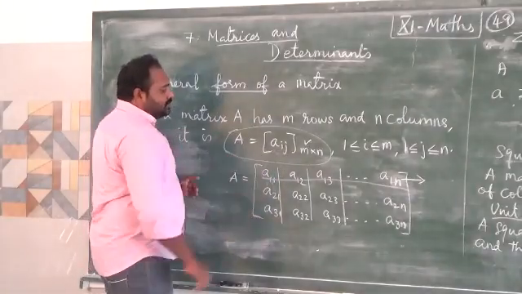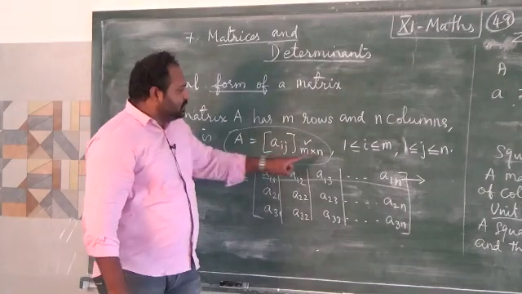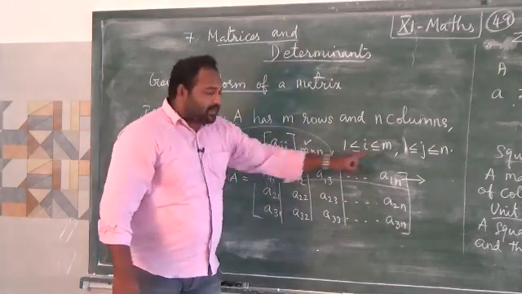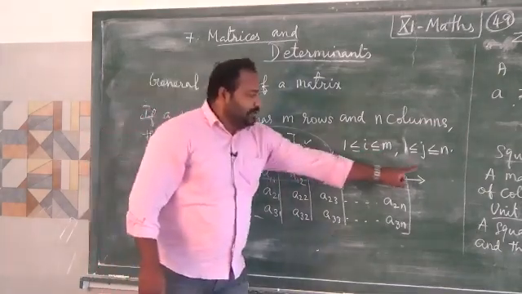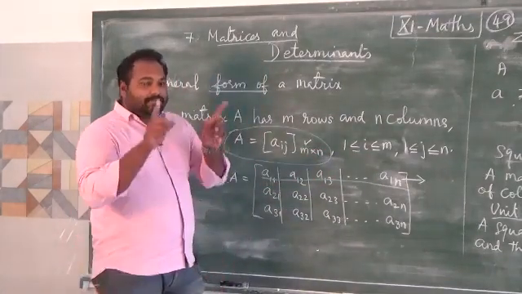A is equal to [Aij], where i reflects rows and j reflects columns. m cross n is the order of the arrangement of the matrix.